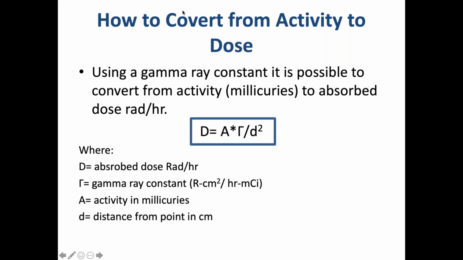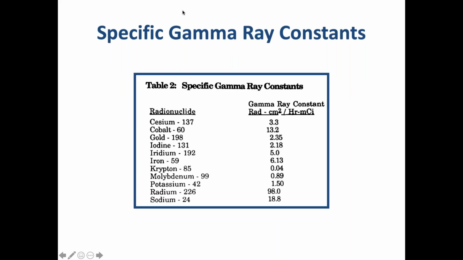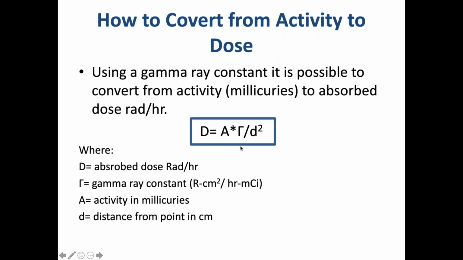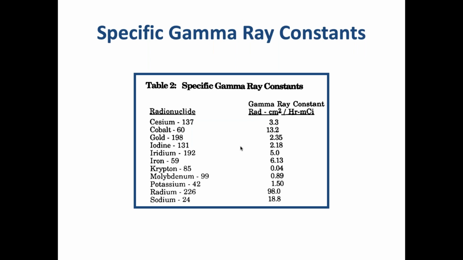Okay, convert from activity to dose using gamma ray. So we want to convert from the amount of activity that we have in millicuries, and we're going to use a conversion table based on the kind of radiation it is. In other words, we're taking a jump from millicuries through grays to sieverts. These constants are going to make all these adjustments for us.